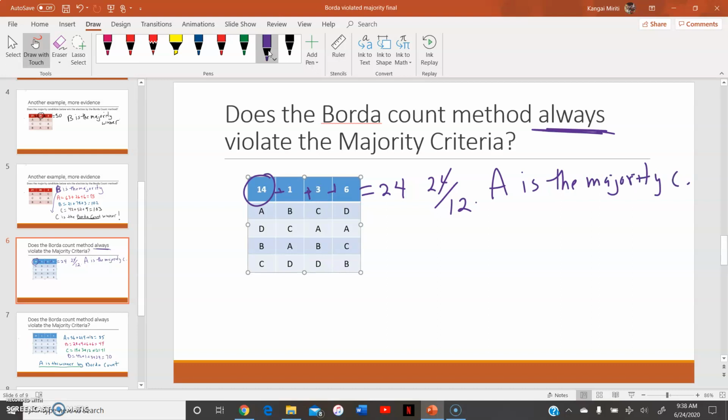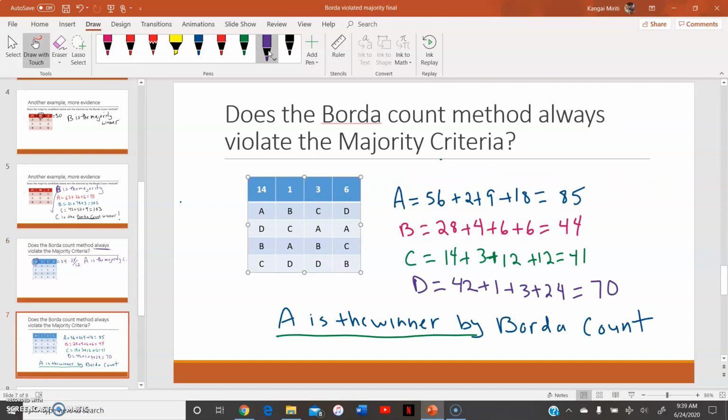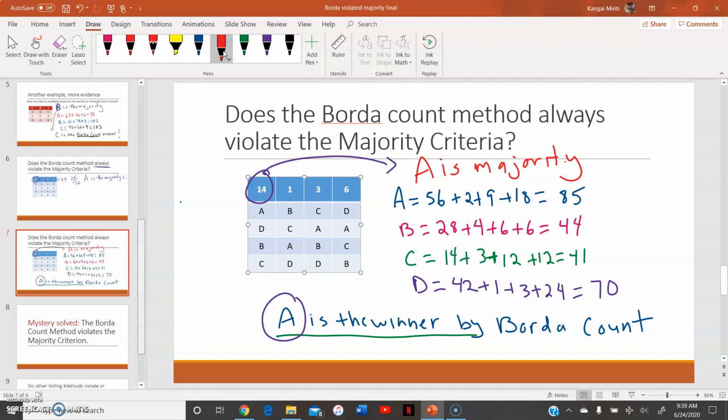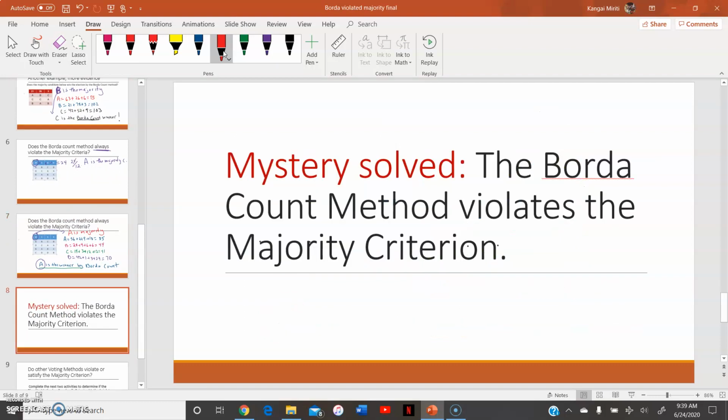So let's see who would win this election by the Borda count method. And I've already done the calculations. Here they are. And we see that A is the winner. Now, who was the majority candidate? Remember, it was A. A is the majority. And this time, by the Borda count method, A was the winner of the election. So we say here that the Borda count method can violate the majority criterion. The Borda count method really is the mystery method that we were looking for. It's the method that can violate the majority criterion.